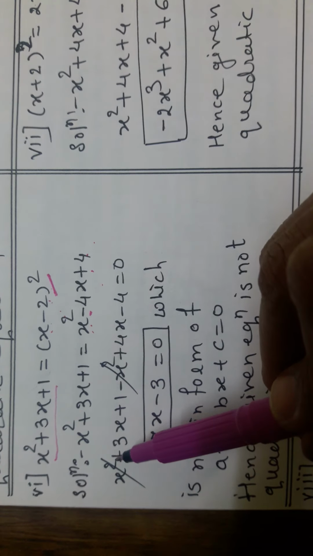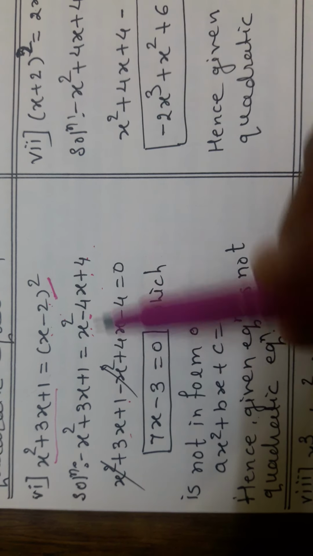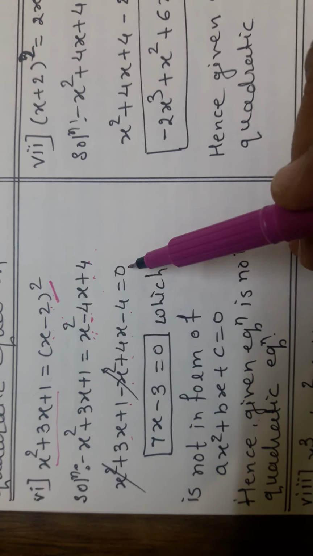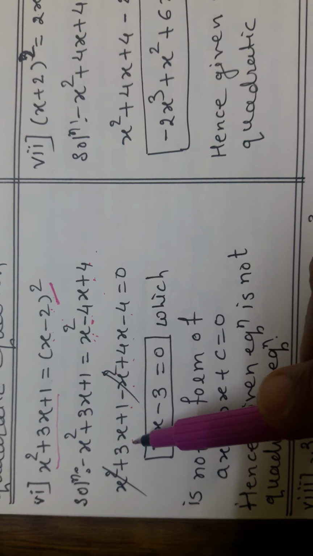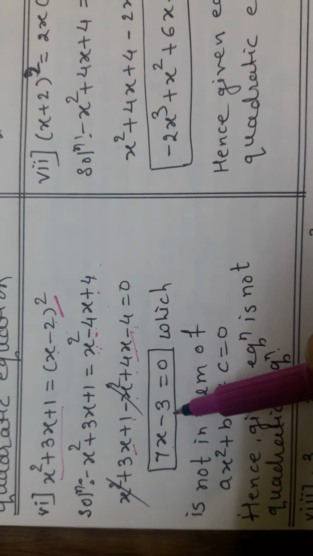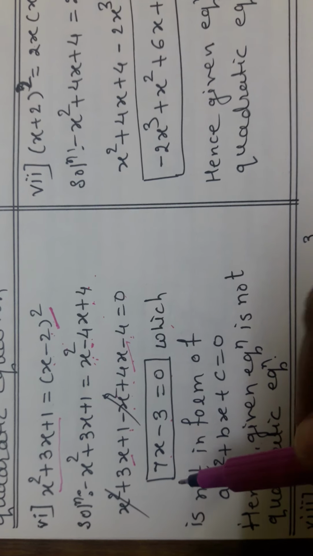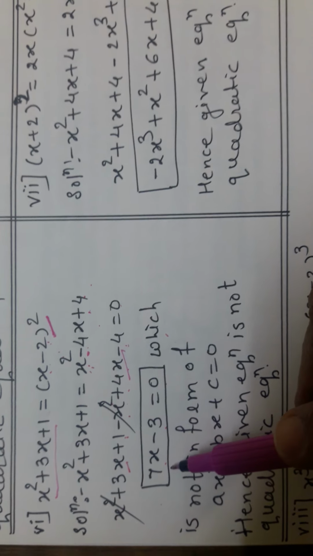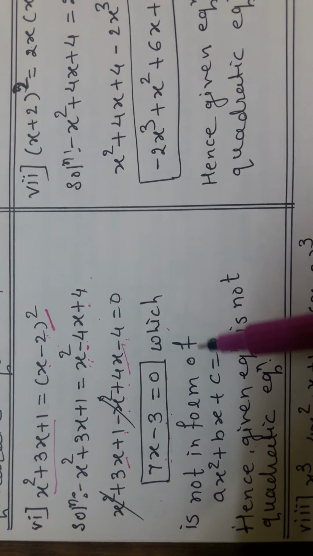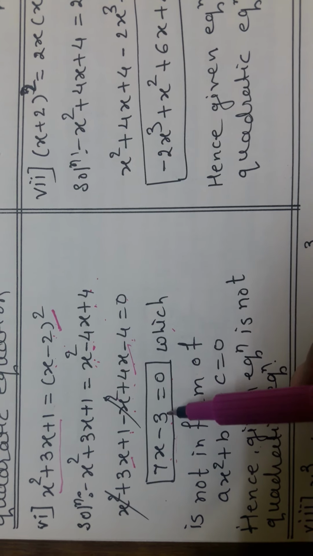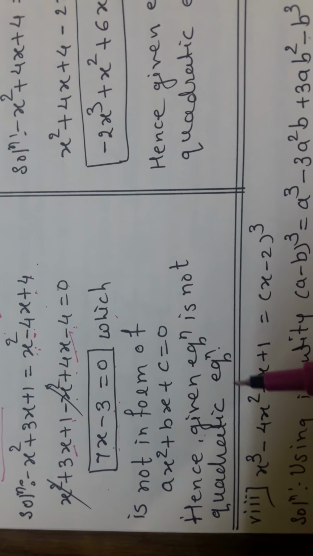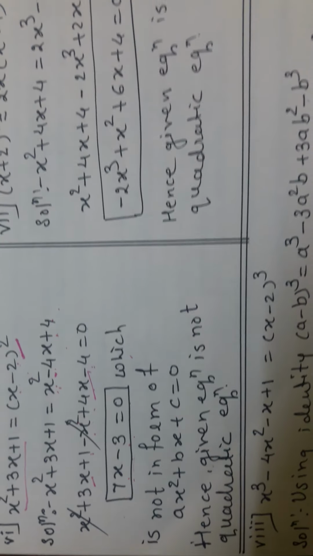Now these terms we will shift to the left. X square plus 3x plus 1, this will be minus x square, minus will be plus 4x and plus 4 minus 4, which is equal to 0. X square cancels. We will get 3x plus 4x is 7x, and plus 1 minus 4 means minus 3 is equal to 0. Now here there is no term of x square, and that's why this is a linear equation. This is not a quadratic equation because it is not in the form of ax square plus bx plus c is equal to 0. Therefore it is not a quadratic equation.